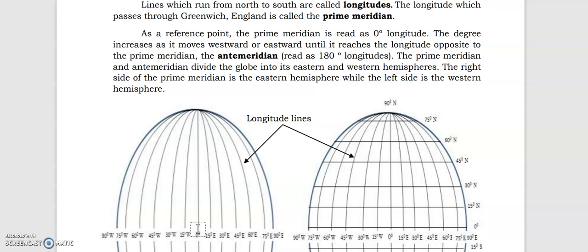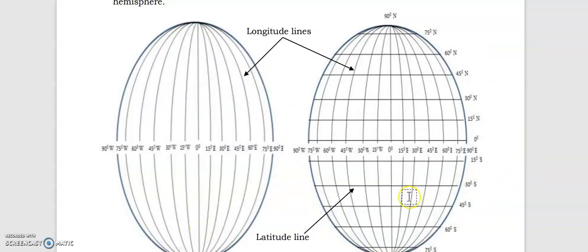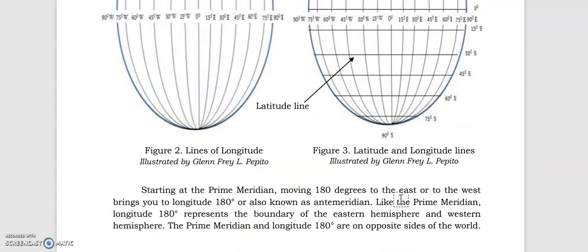So basically, the prime meridian and the anti-meridian divide the globe into its eastern hemisphere in the right side and western hemisphere in the left side of the prime meridian, basically. So in the right side again is the eastern hemisphere, and the western hemisphere is in the left side of the prime meridian.